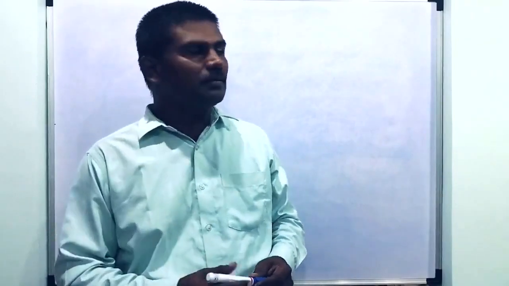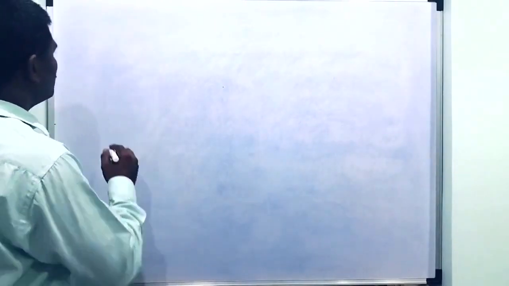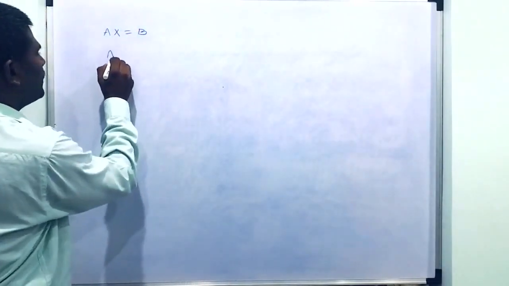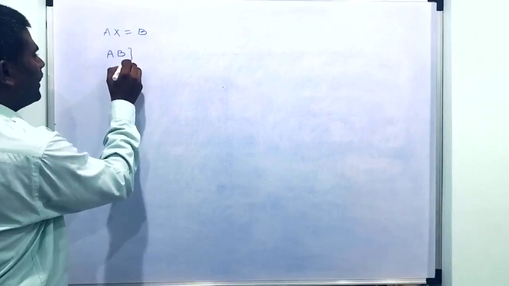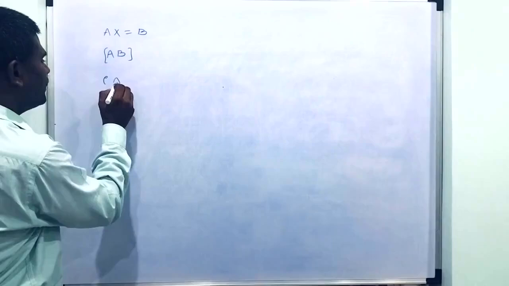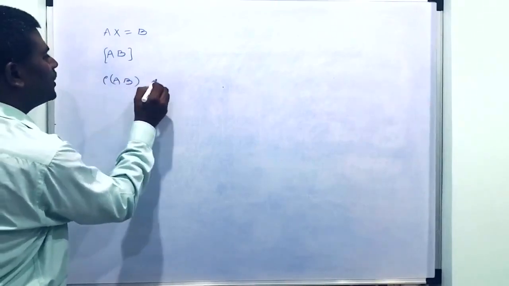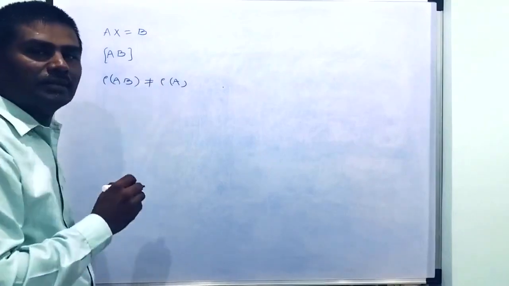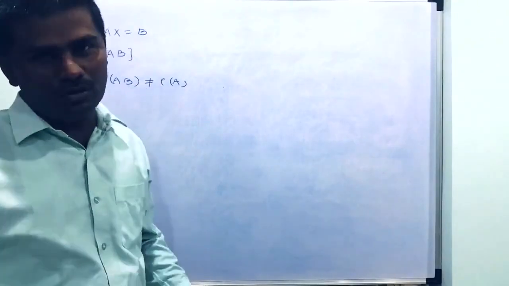Let me explain again. First of all, for the given system of equations Ax = b, you have to write the augmented matrix AB, find the rank of the augmented matrix AB, and compare it with the rank of A. If these two are not equal, then the system has no solution.